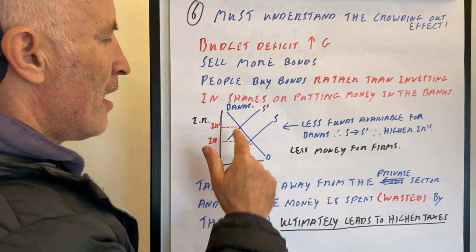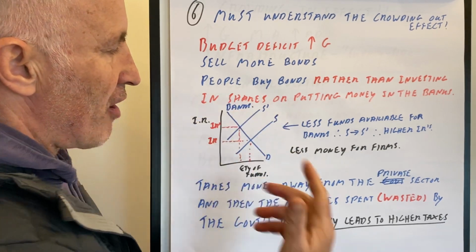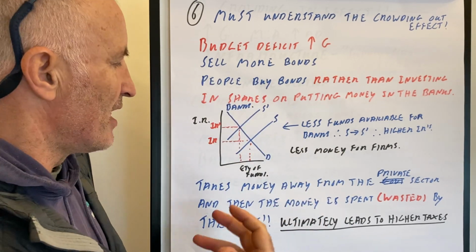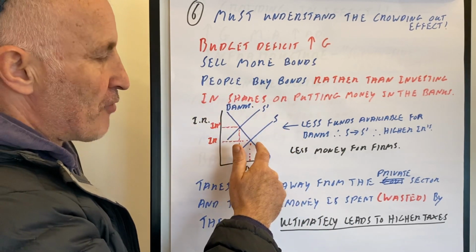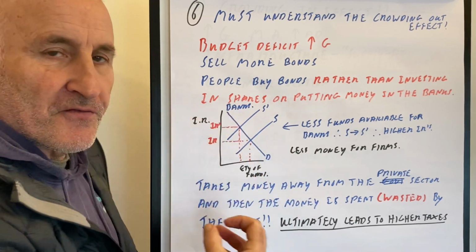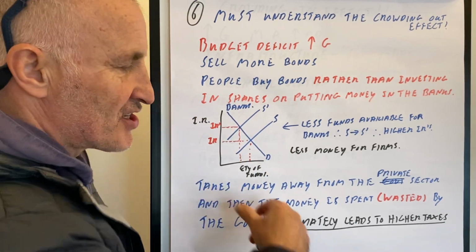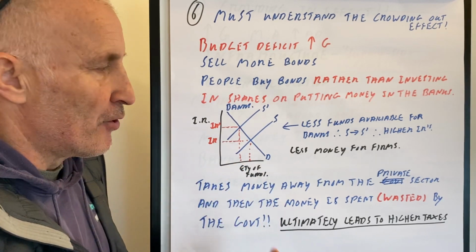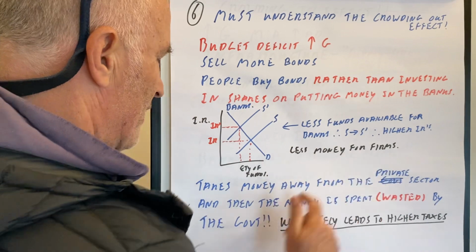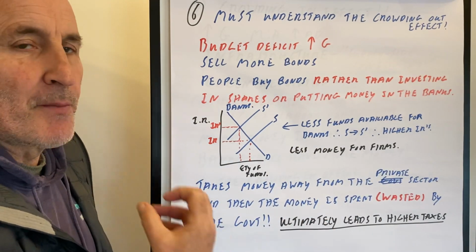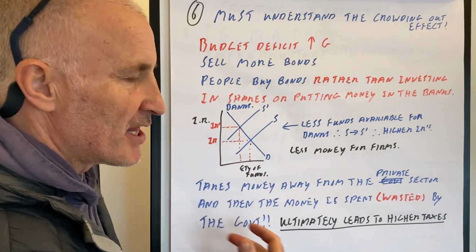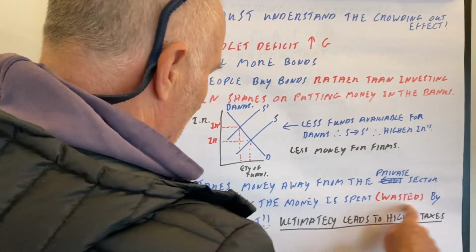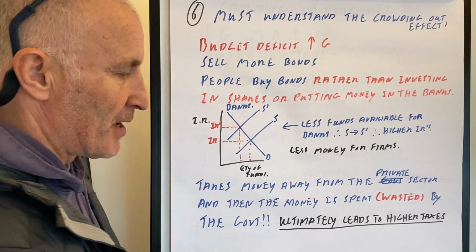Okay, now if we go back to this graph here, so if we're buying lots of bonds, that's going to mean there's less money available for private business, so the supply of funds decreases, and if it decreases, this will therefore increase interest rates, and there'll be less funds available for the private sector. Right, so the key point about this is the crowding out effect takes money away from the private sector, and then the money is spent or wasted by the government. That's the belief of people.